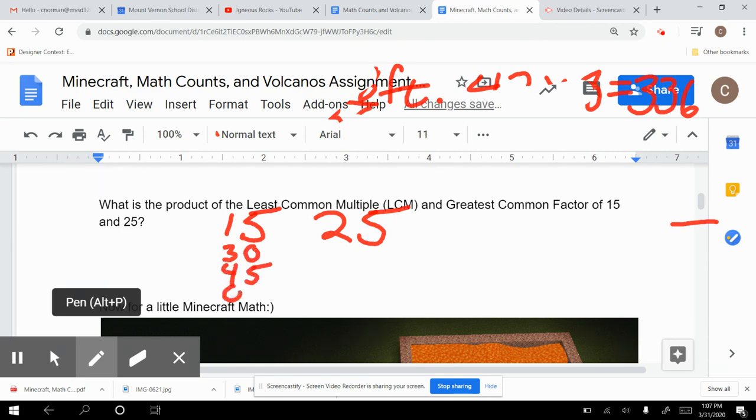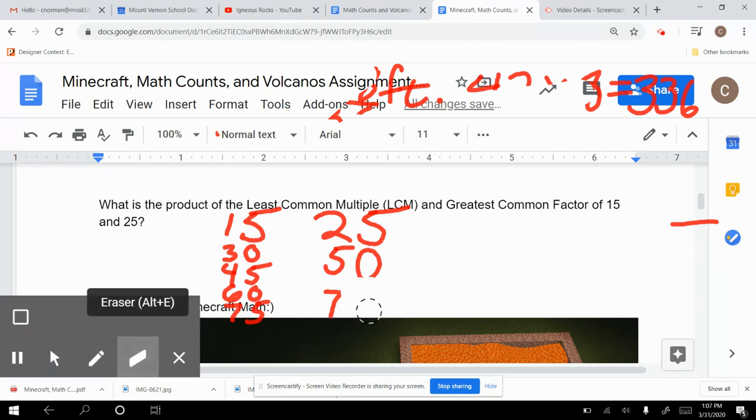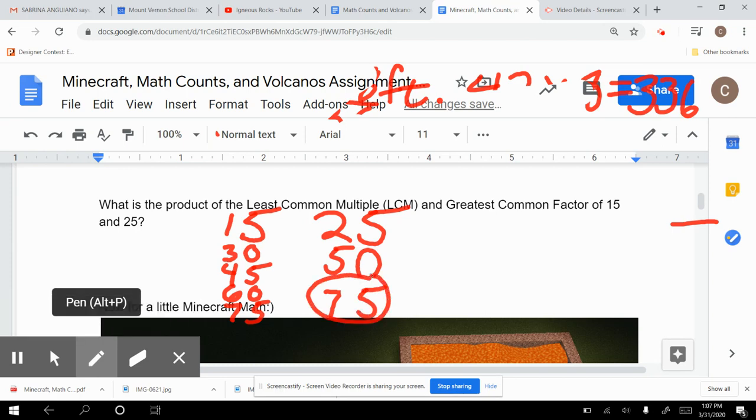Okay, I'm going to count by 15s. I'm going to stop there because I know that 25 times 2 is 50, but 25 times 3 is 75. That is my least common multiple. So that gives me my first number. Write that over here, 75.